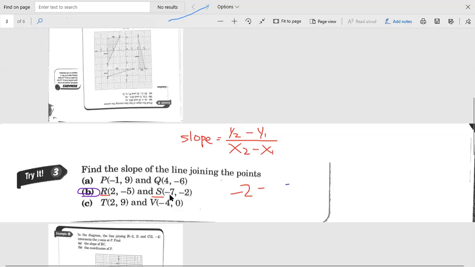Y1 is -5. Excellent. So we want to use -2 minus -5, okay? And then to the ratio of x2 minus x1. Yvonne, can you tell us what is x2 minus x1? What is x2? x2 is 2.